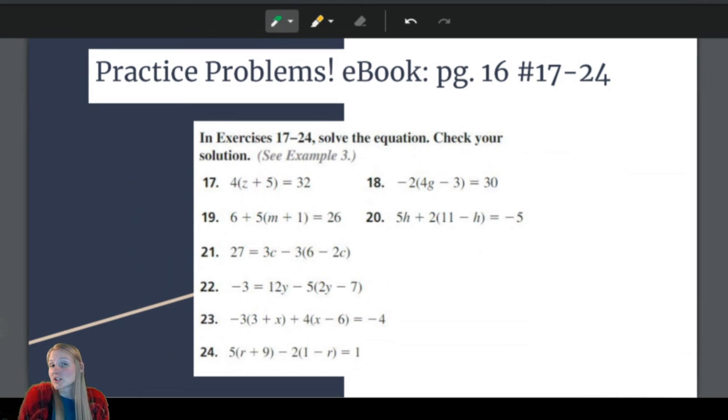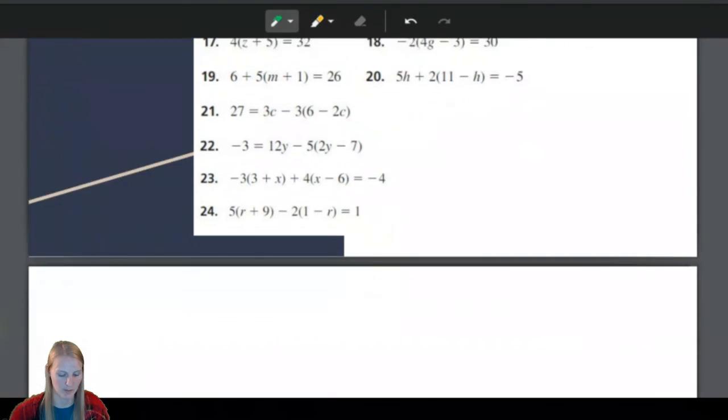Now, if you want to practice the distributive property some more, these are some problems that you can do to practice. These are not necessarily the questions that your teacher is going to assign for homework, but they are problems that you can practice to make sure you understand the distributive property.